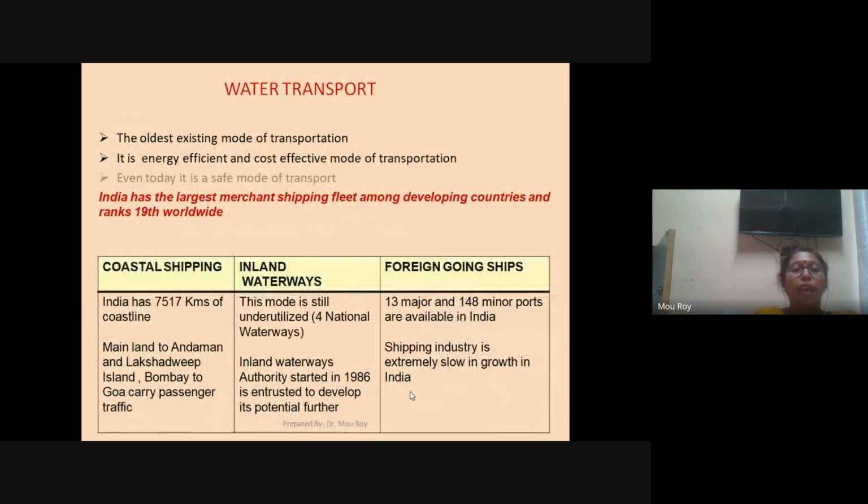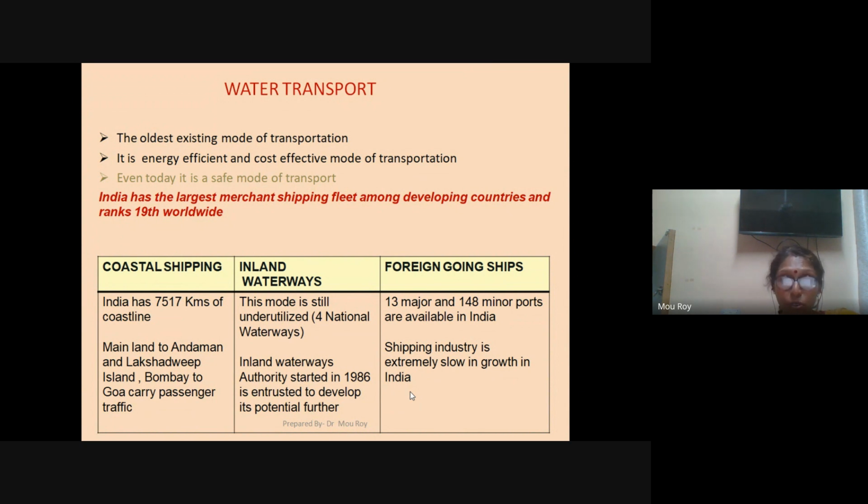Coming to water transport, water travel, we have boats, ferries, and cruise ships, which are known as cruise liners, used for water travel. That also generates revenue for the tourism industry, providing accessibility to islands and coastal destinations, as well as river cruises that make for a comfortable journey. So it is always a safe mode of transport.